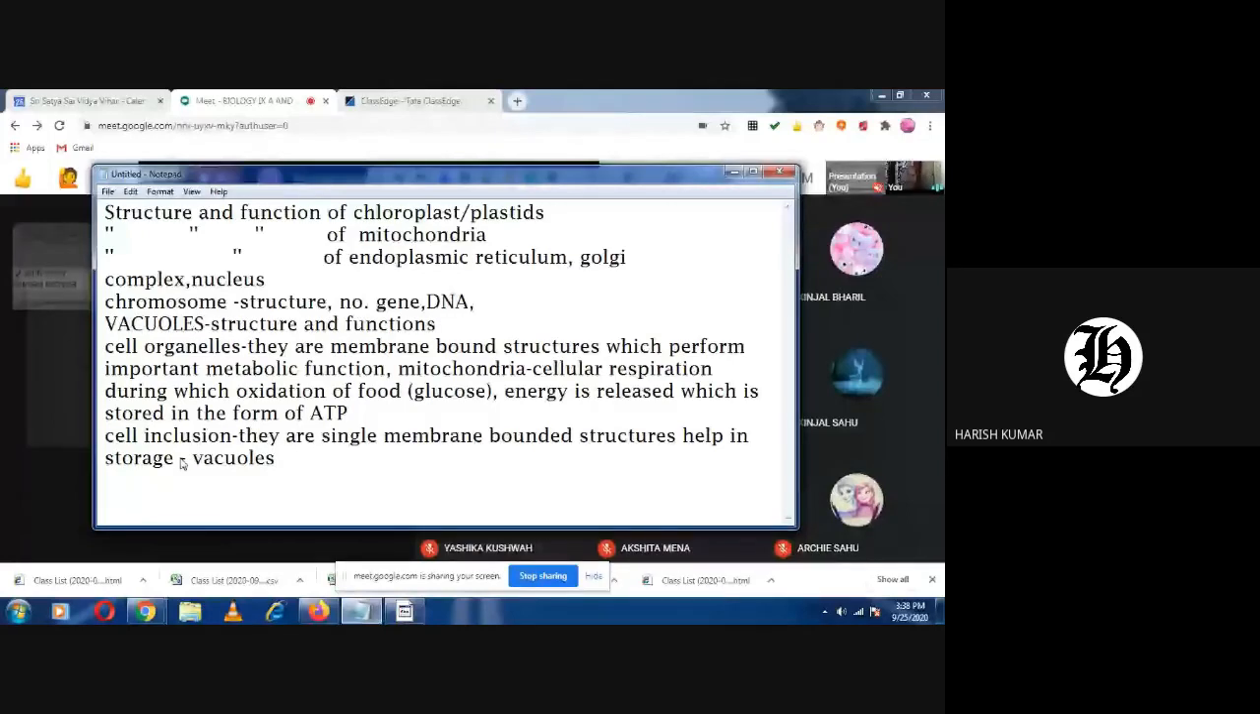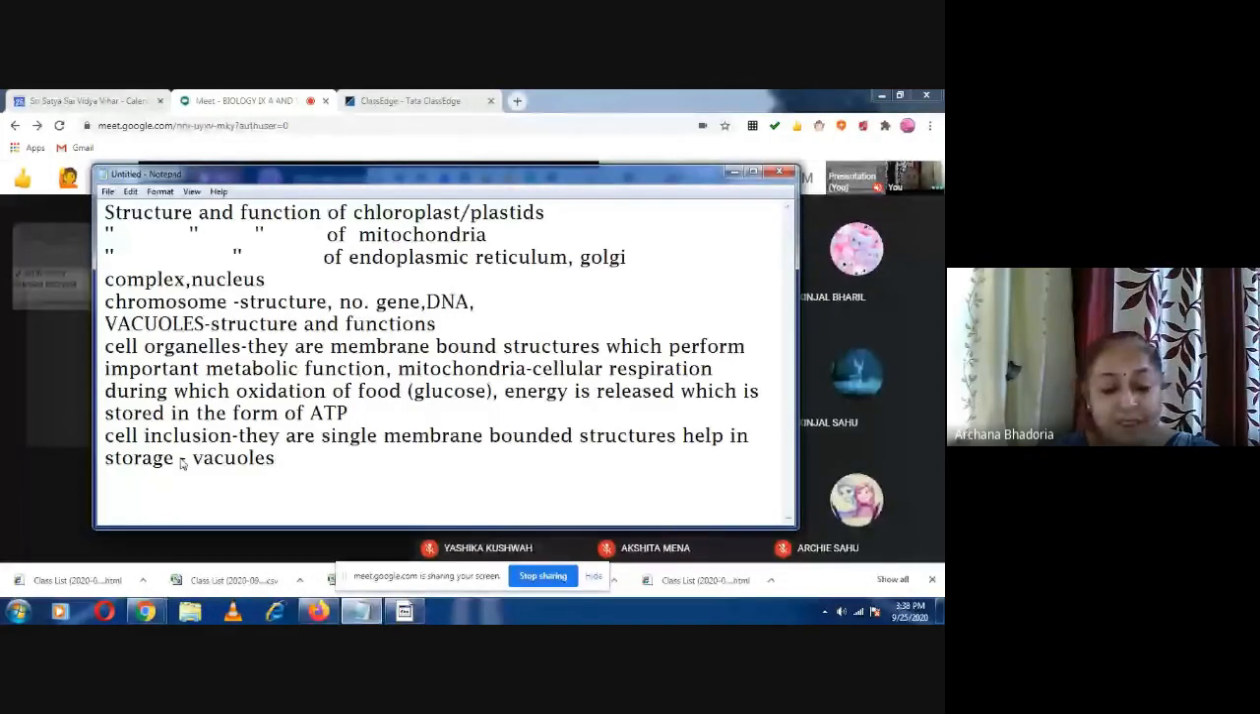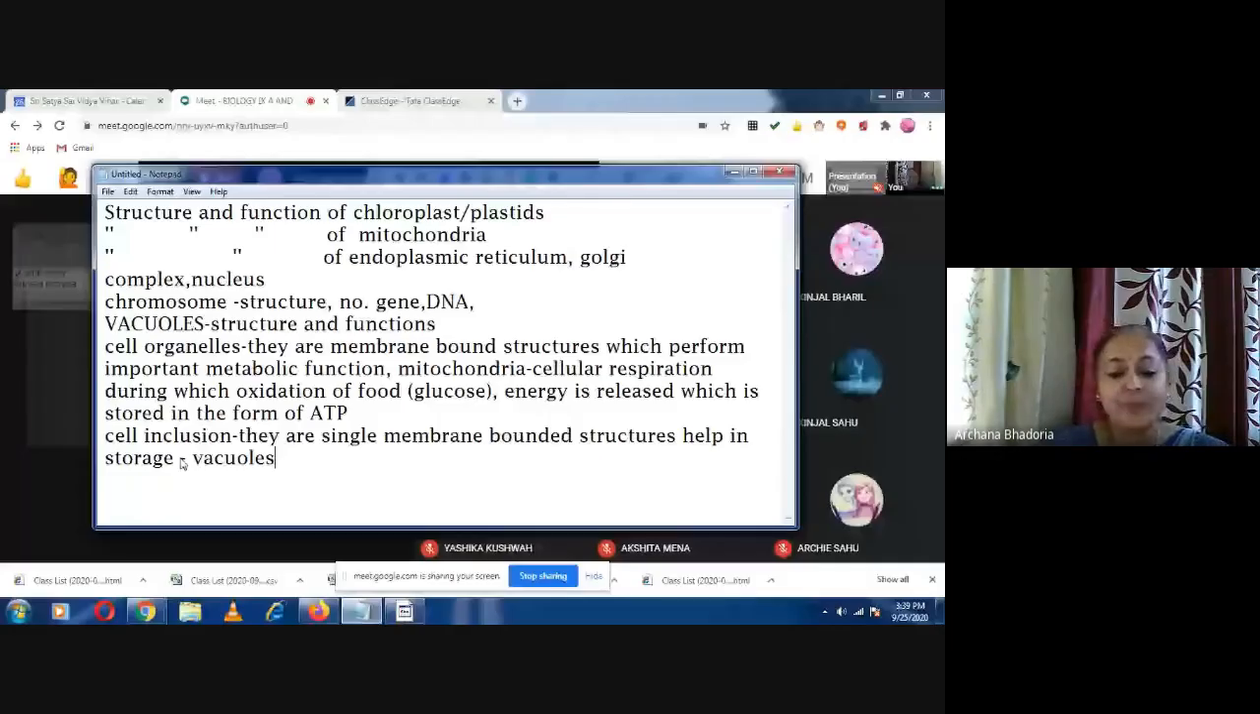Ma'am, is cytoplasm also an inclusion? No. Cytoplasm will not be taken as an inclusion. It is a medium. It is a fluid which is filled inside the cell, in which all these organelles and inclusions are embedded. All cell organelles and inclusions are embedded in the cytoplasm, meaning they are all immersed in the cytoplasm. Is it very clear to everyone now?